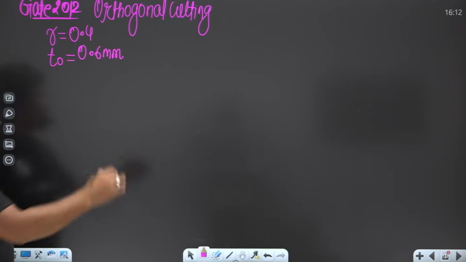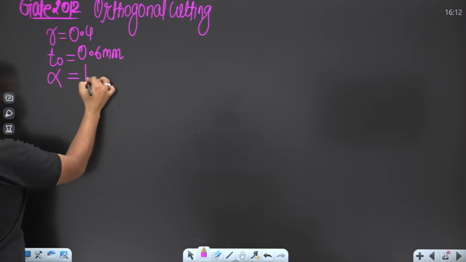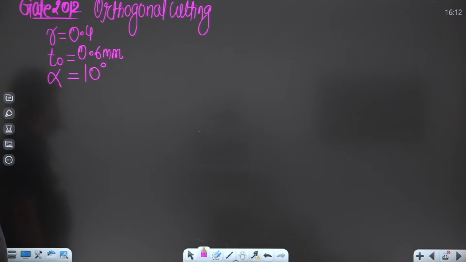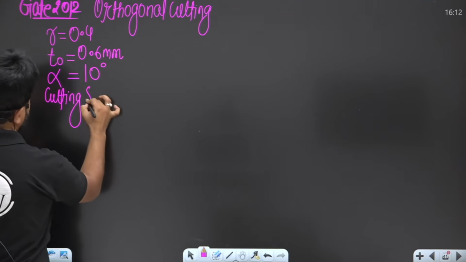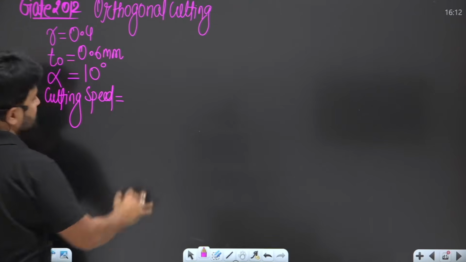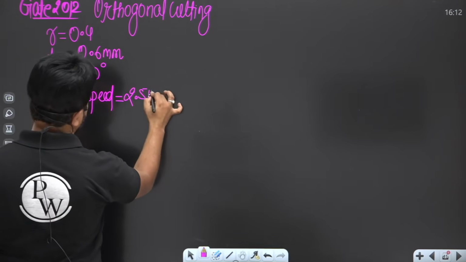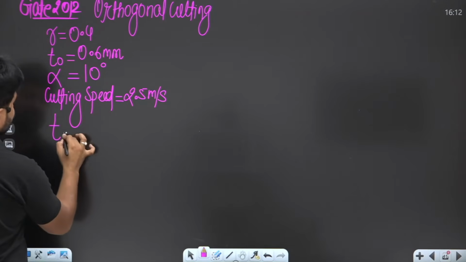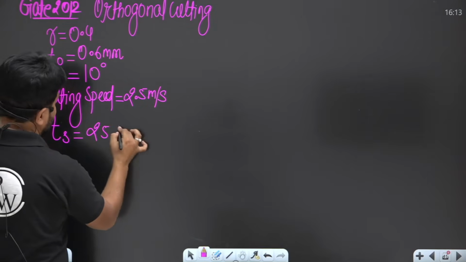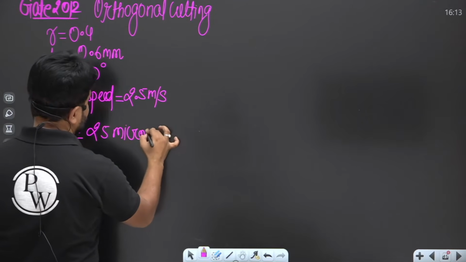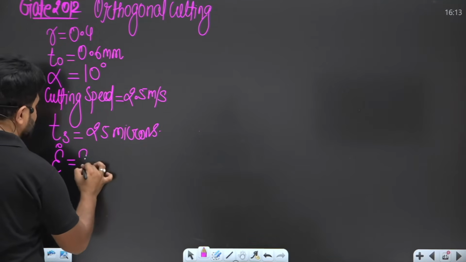Again, the rake angle alpha is given as 10 degrees. The cutting speed is also given, 2.5 meter per second, and the thickness of the shear zone is given as 25 micron. Now you have to tell me the shear strain rate. What will be the shear strain rate?